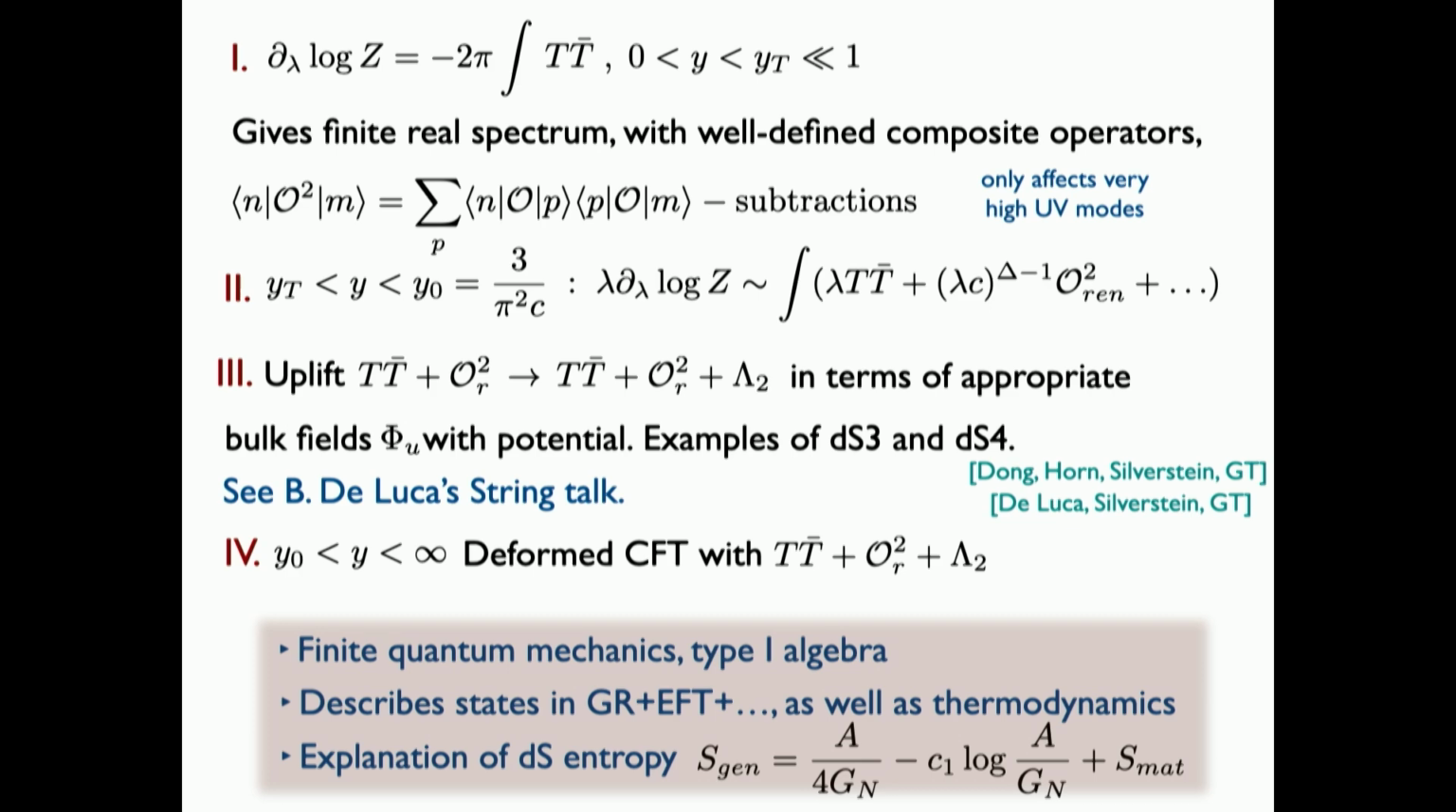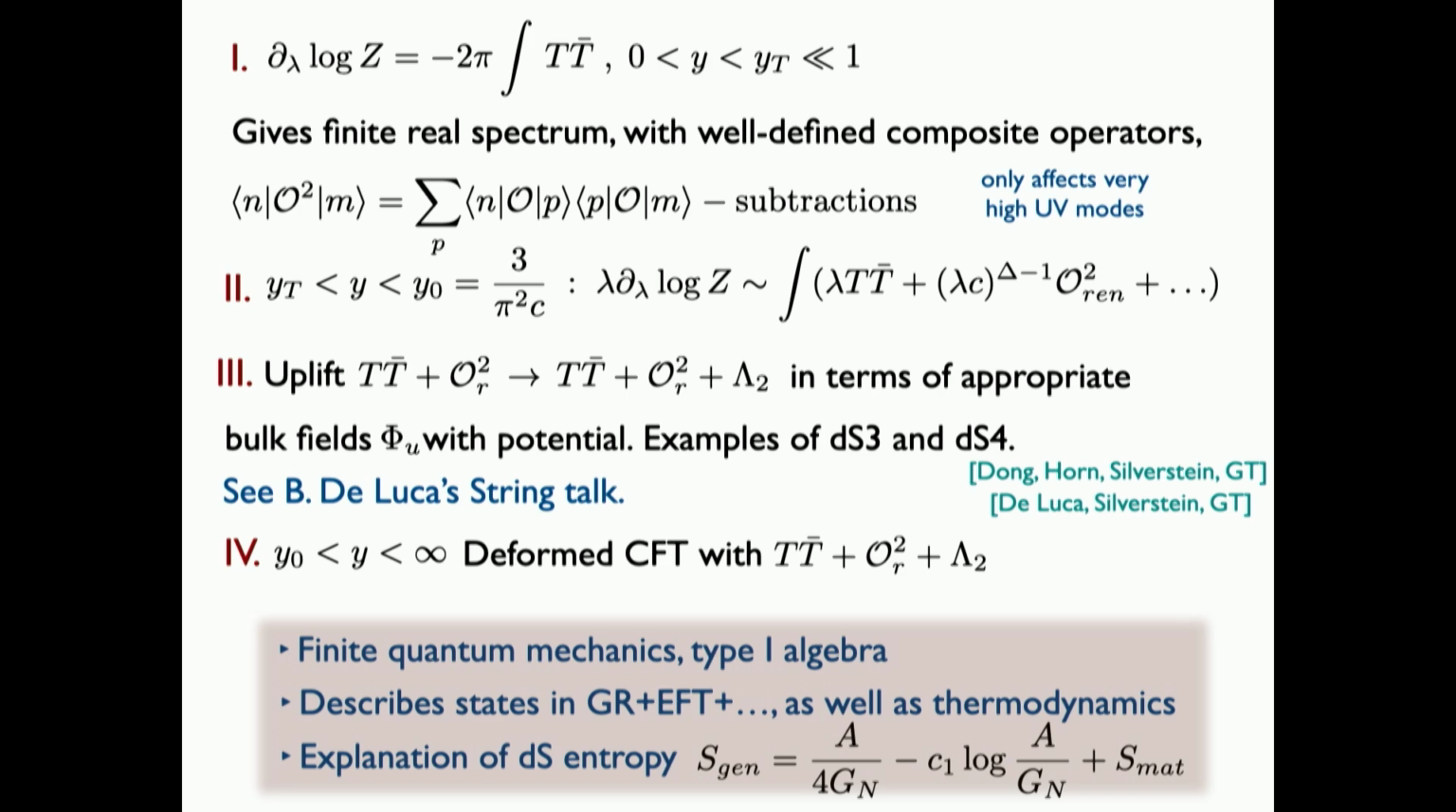And then the next steps follow as before. Now we have a well-defined meaning for these double and multi-trace deformations. We have the uplift, okay? And in particular, the details of the uplift and the fields that enter there for dS4 were discussed very nicely in Bruno's talk, so I refer you to his talk. And after that, we just continue along the lambda2, okay? So in summary, great. What this is giving is basically a finite quantum mechanics system with a type I algebra. It's able to describe local observables in GR plus effective field theory, and it produces an explanation for the generalized entropy.